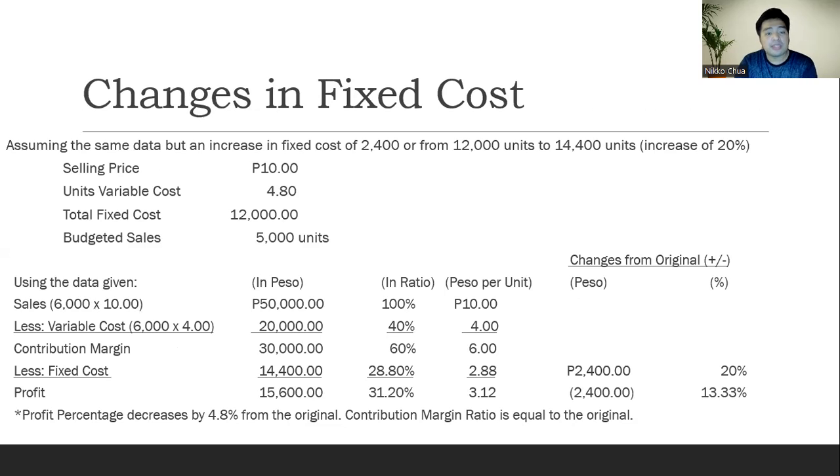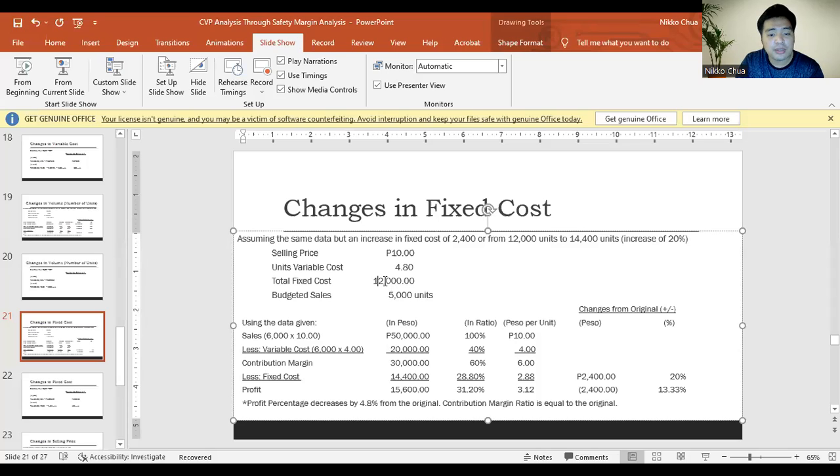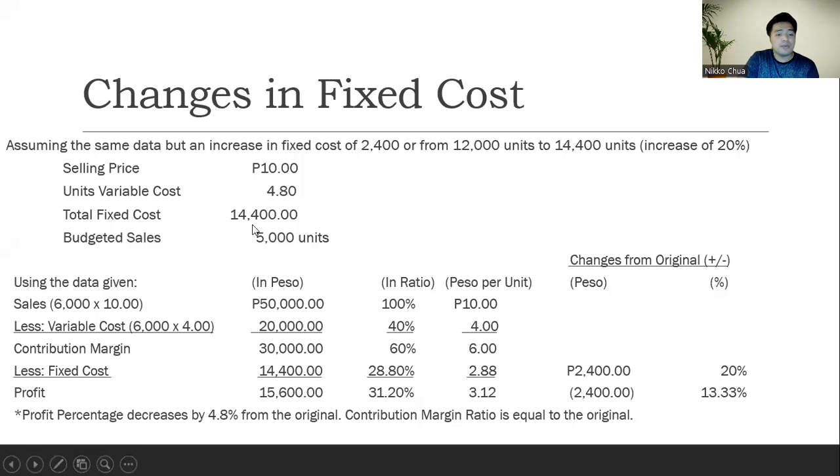So what if po nag-increase sa fixed cost? So there's an increase on the fixed cost. So from 12,000 gagawin po nating 14,400. So kapag gagawin natin, as is pa rin po yung selling price, units, variable cost, sa budgeted sales, so 14,400 na po ang ating fixed cost. So increase tayo ng 20%.